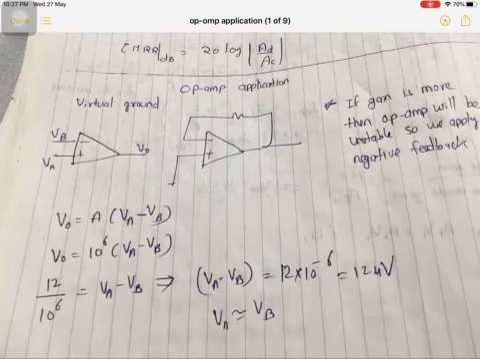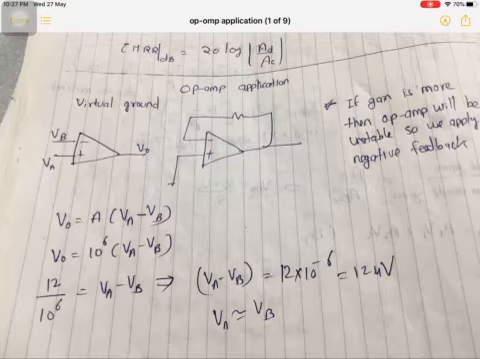Hello everyone. Today we will start with op-amp applications. We will see the different applications that are used with op-amps, and with these applications we will solve different problems. Before starting with op-amp applications, I'll start with one more topic.